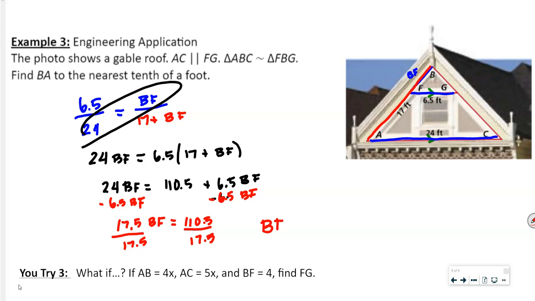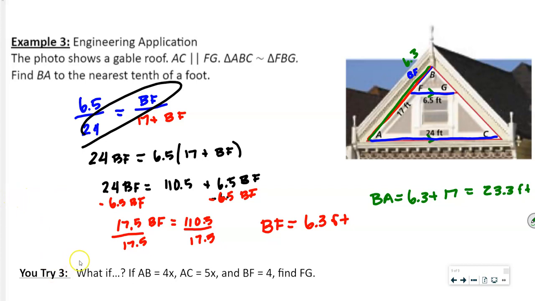So BF is going to be equal to 6.3 feet. Okay. Now, the question is, it didn't ask us for BF, did it? It asked us for BA. So it's actually asking us for this whole length right here, but now we know this up here is 6.3, right? So what can we do to find BA? BA is going to be equal to 6.3 plus our 17, that's going to be 23.3 feet.